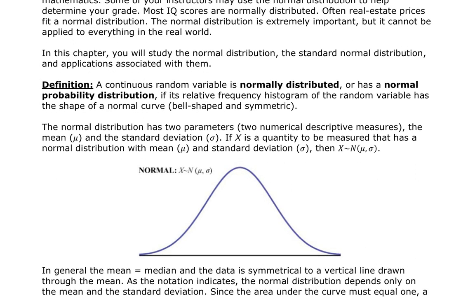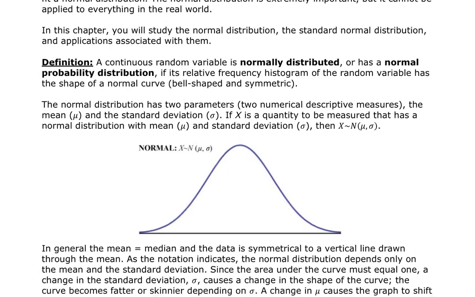The normal distribution has two parameters that we're going to look at, or in other words, two numerical descriptive measures. The mean, which is mu, and the standard deviation, which is sigma. X is a quantity that is to be measured that has a normal distribution. So we'll say X is the random variable. It'll have a mean of mu and a standard deviation of sigma. So it's noted as X being the random variable, the quantity that we're going to be measuring. And you'll see this little tilde that says it's distributed as. In this case, you'll see N for normal, and it'll have this mu, which is the mean, and this sigma, which is the standard deviation.